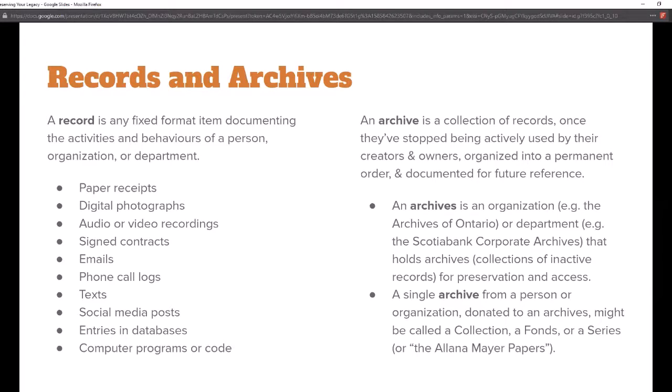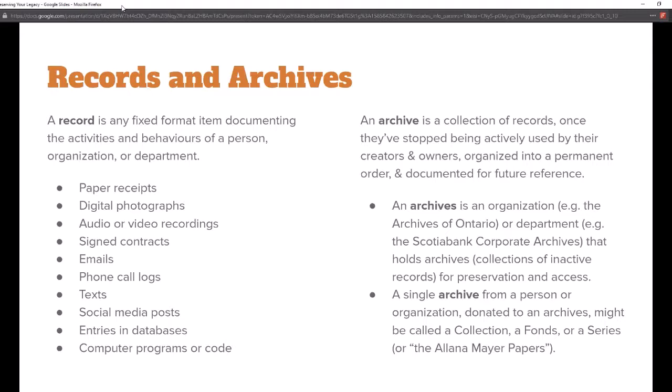And an archive is a term that gets thrown around a lot these days. You know, we talk about archiving our old emails and that sort of thing, but I'm going to use a very specific definition today, which is not just a bunch of records that aren't being used anymore, but a bunch of records that aren't being used and then have been organized into a permanent order. They've been appraised for long-term value and they've been documented for future reference.